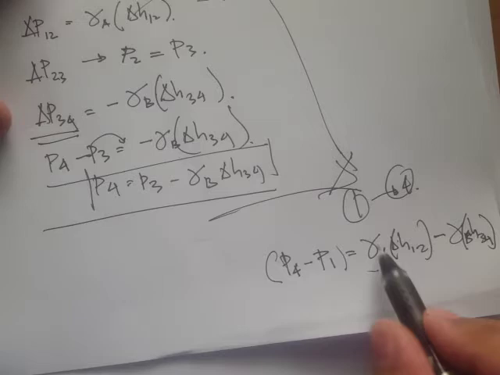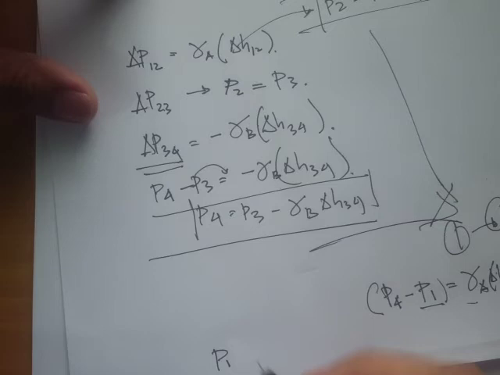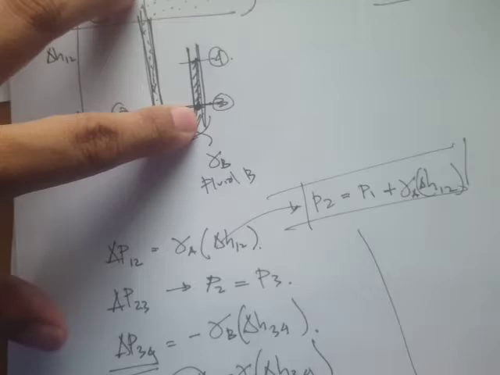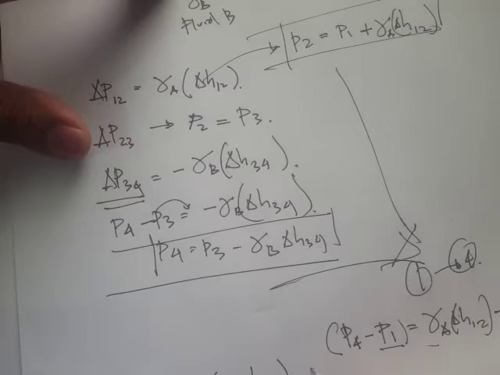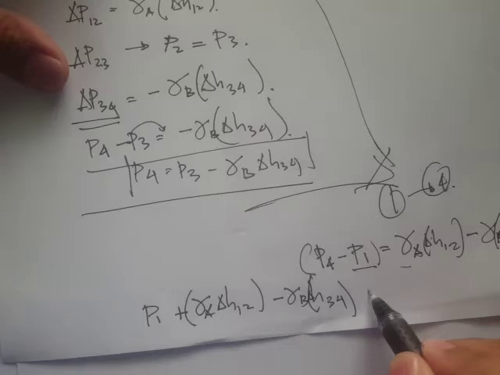it can be said that if we start with this, let's say P1, right? If we start from here, P1, then we are going down, then that's going to be plus gamma A times delta H12, right? And then from this point going to point 4, that's going to be minus gamma B times delta H34. Then we can just equal this to P4.